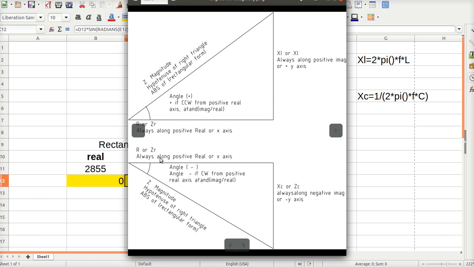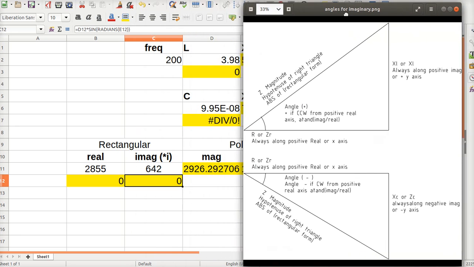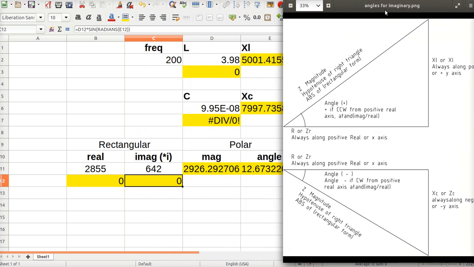And in case you have forgotten already, all it is is the triangle. So there's my magnitude. I think I can slide that over. There we go. There's my magnitude and my angle. So that'd be 2926 at an angle of 13. And I can also get to the same point by going out 2855 and then up 642. So I'm going to this point starting from the origin. Just two different ways to get there.